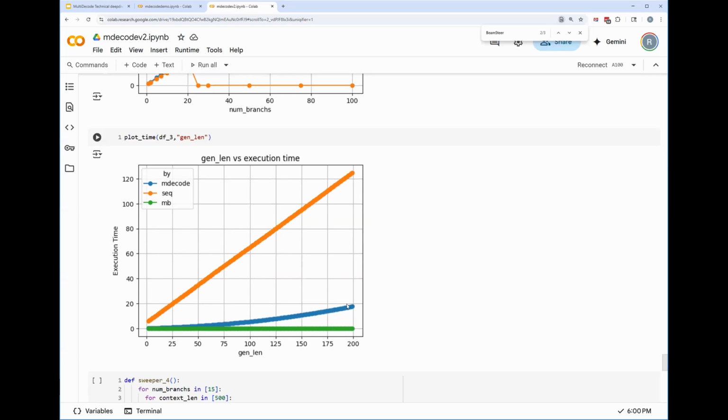And the blue line is our time. And you can see a little bit of a curve in that. You can see it growing, which is kind of what we expected. It's flatter than sequential, but it's growing.